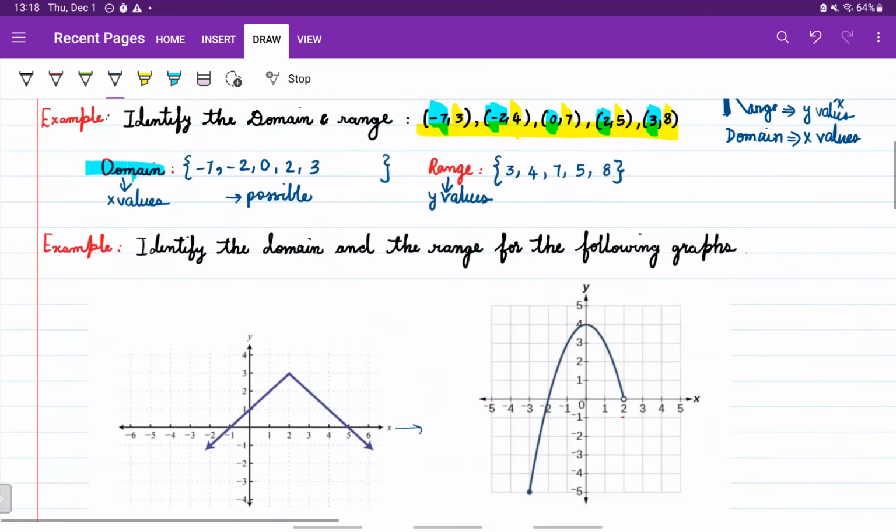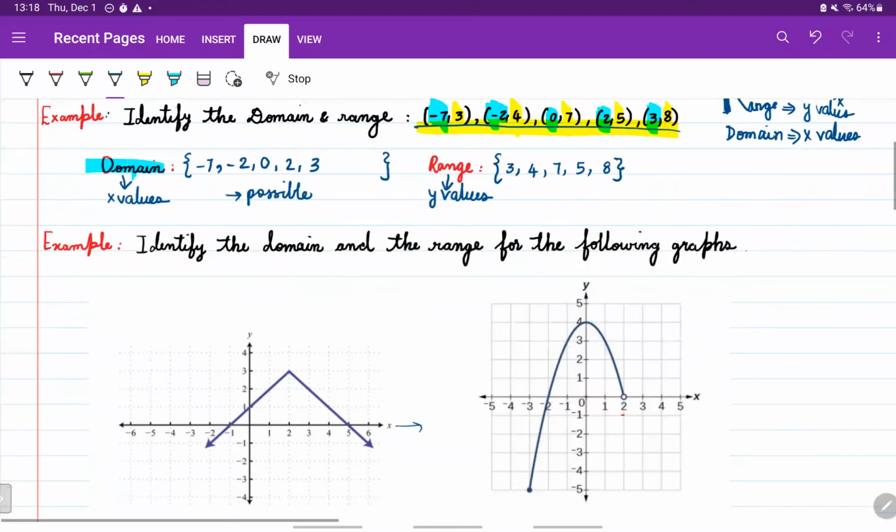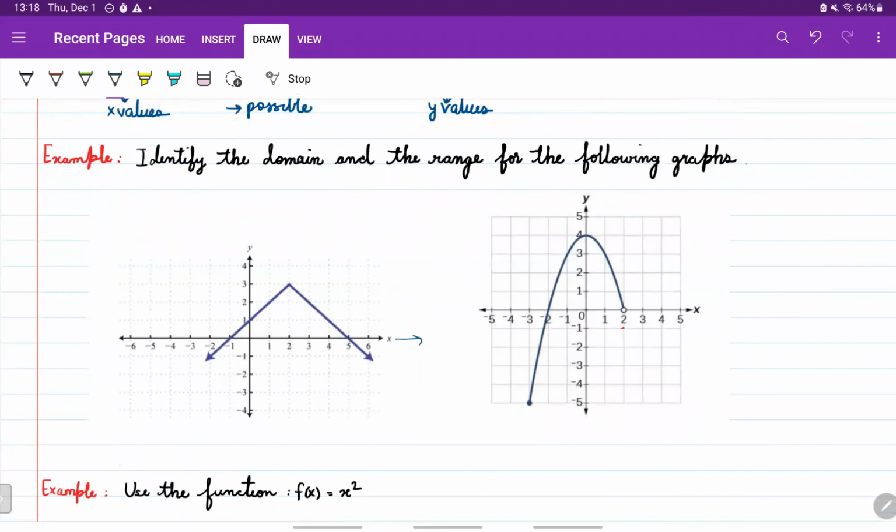Okay, now that we have done a problem where we were given some ordered pairs and asked to find the domain and range, let us do another problem where we're still finding the domain and the range, but now we have some graphs. It's better to visualize and see what exactly is happening here.